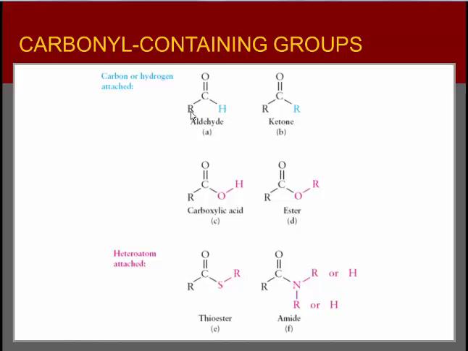Aldehydes have R on one side, H on the other side. Ketones have R groups on both sides of the carbonyl. A carboxylic acid has an R on one side and an OH on the other side. Ester has R on one side, OR group on the other side. And a thioester has, instead of an OR, an SR. And an amide, different from an amine, has an R on one side of the carbonyl and an N with two bonds on the other side, and these bonds could be H or R. Both are considered amides.